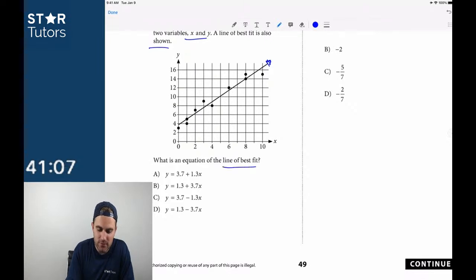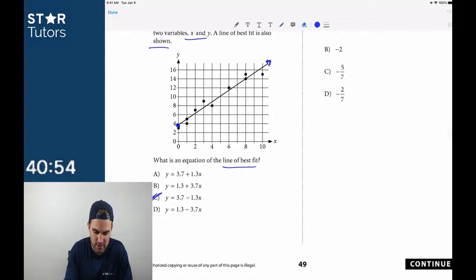It's very, very straightforward, right? We're going through a point. Let's start always with the easiest point. Everybody knows that the y-intercept of this is going to be at 3.7, right? So just immediately, whoa, I can't do that, never mind.